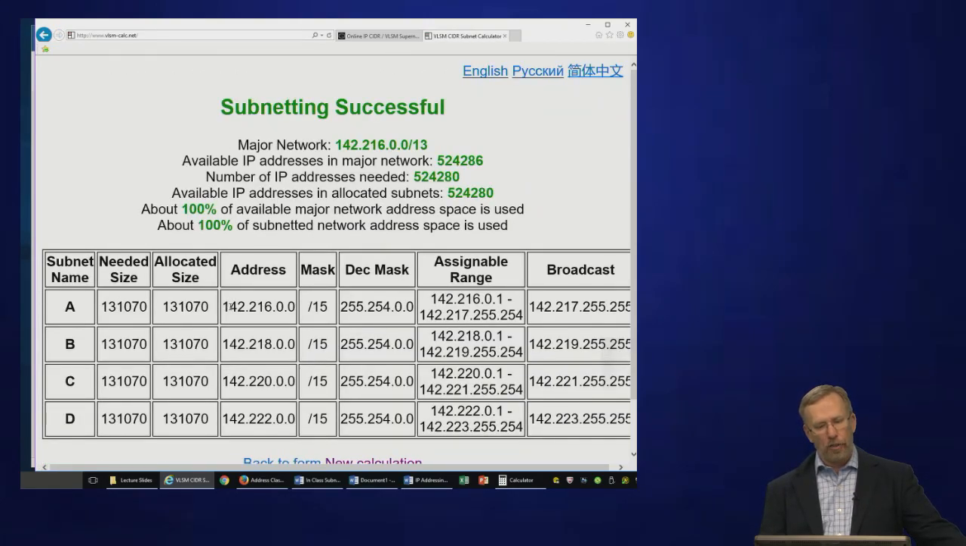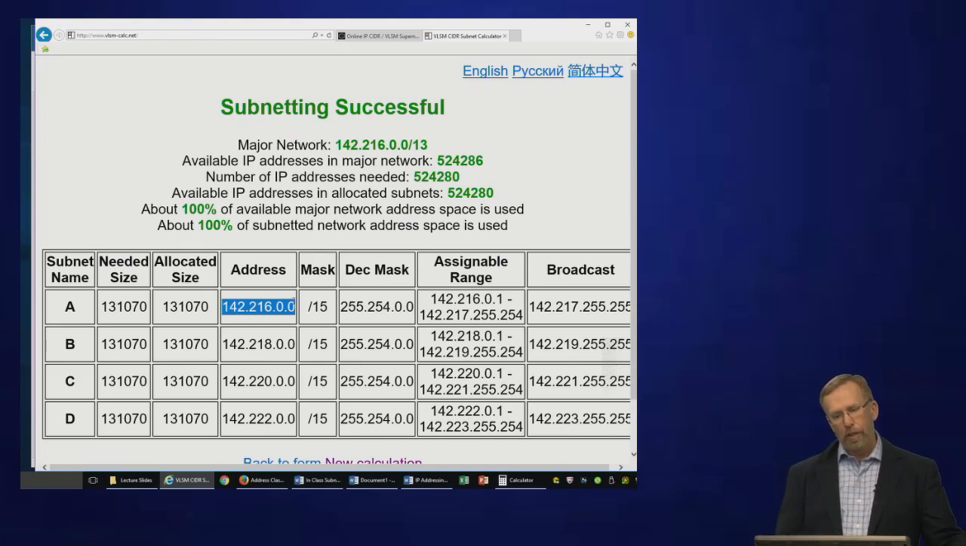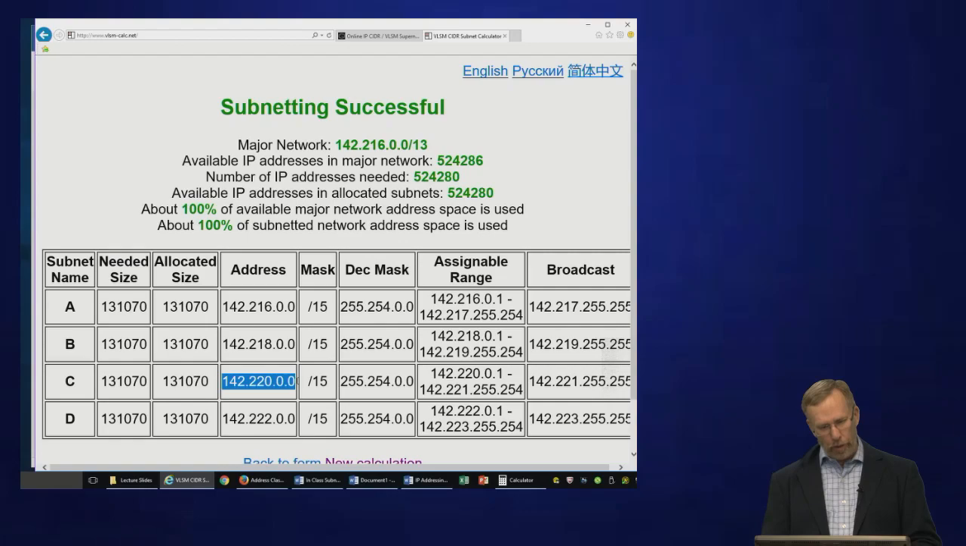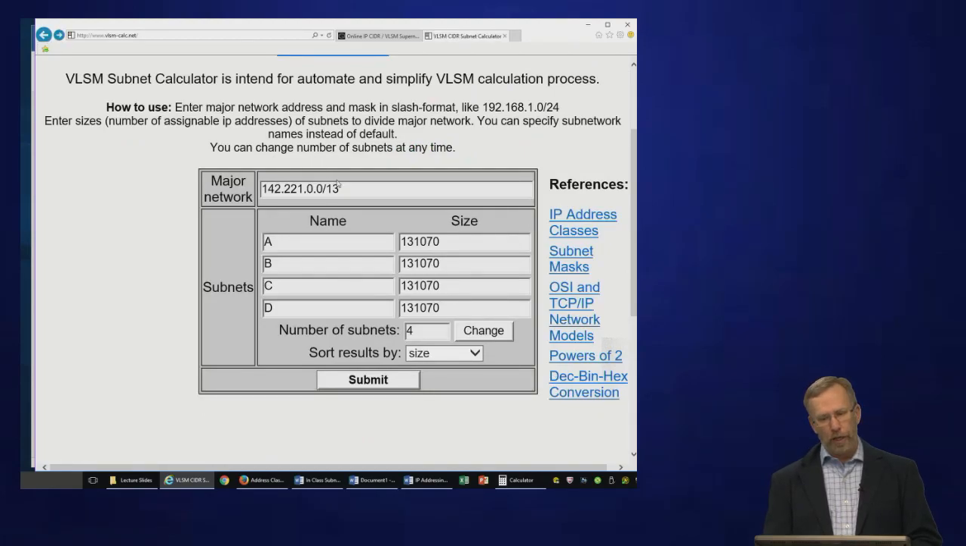You can see it changed automatically. It said that's in the middle of an IP address range. So it automatically changed it to a 142.216, which is the beginning of that block. It changed it for you. So it handled that pretty well. And then 221 is actually somewhere down here in the middle of this third subnet. But that's okay. Now let's look at another thing that can go wrong.